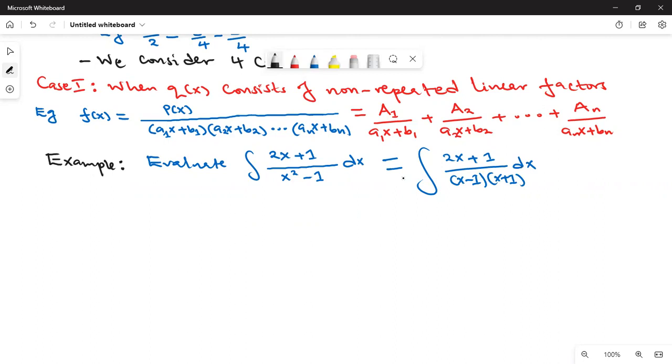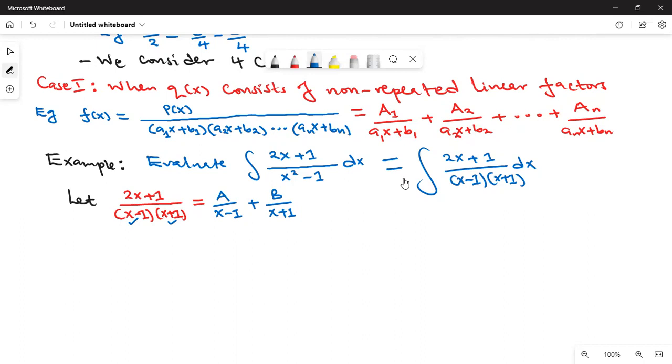So we are going to say, let 2x plus 1 over x minus 1 times x plus 1 be equal to, because of the first linear factor, x minus 1, our numerator will be a, let's say a over x minus 1, plus another one corresponding to x plus 1. The numerator must be another constant. You can call it b over x plus 1. So our task is to find the values of the constants a and b.